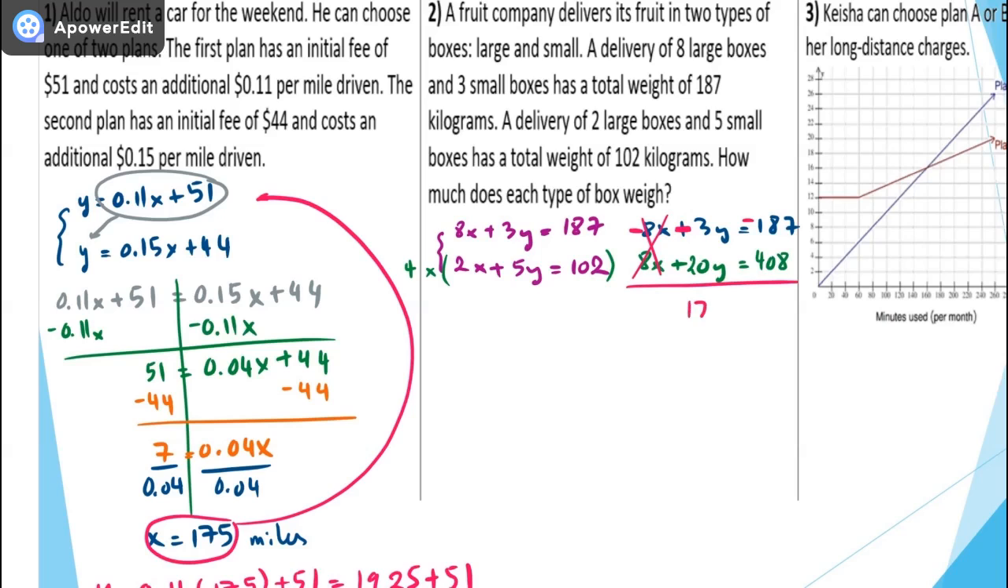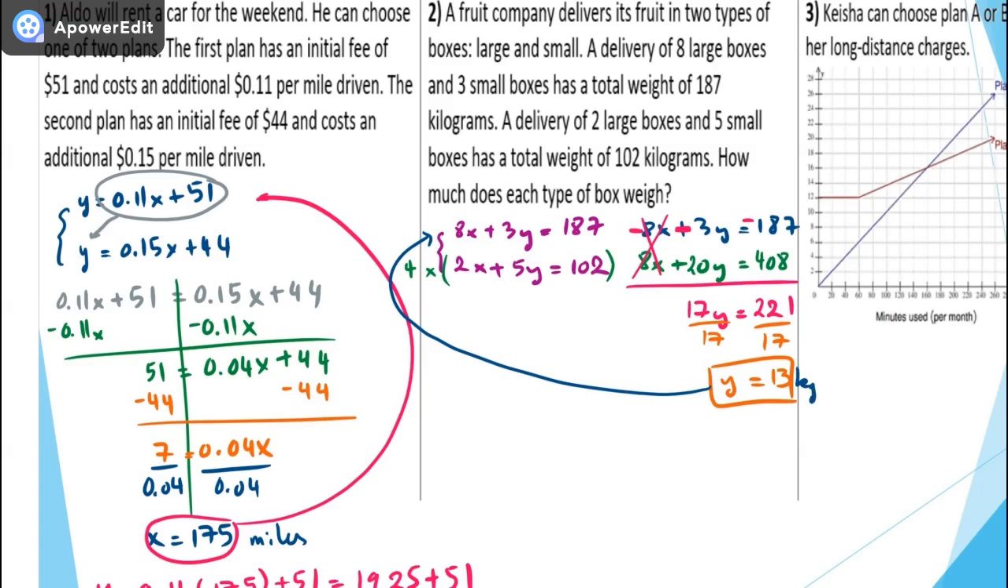20y minus 3y is 17y. 408 minus 187 will give me 221. Then we can go ahead and divide by 17 on both sides to get y by itself. So that will give us y equal to 13. We're going to take this and plug it into one of the original equations. First of all, what is the 13? Remember, we said that x is a large box and y is a small box. So the small box weighs 13 kilograms.